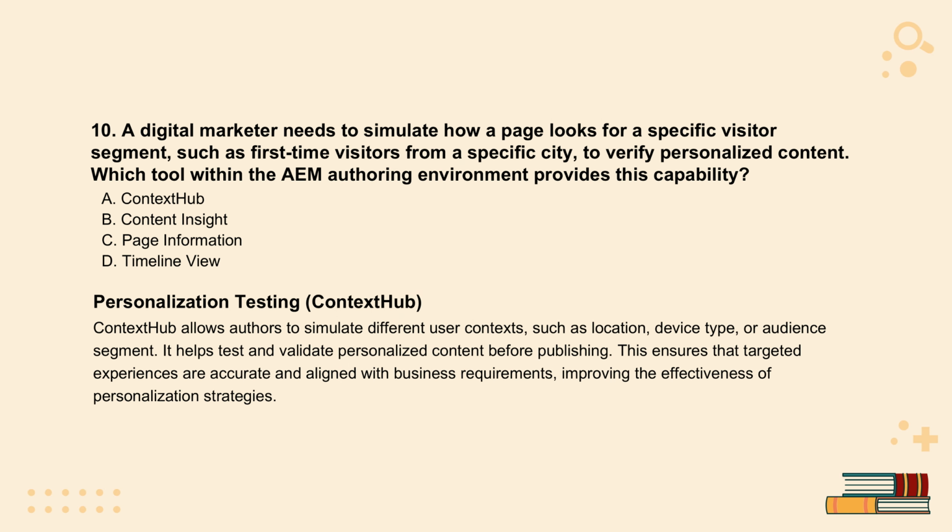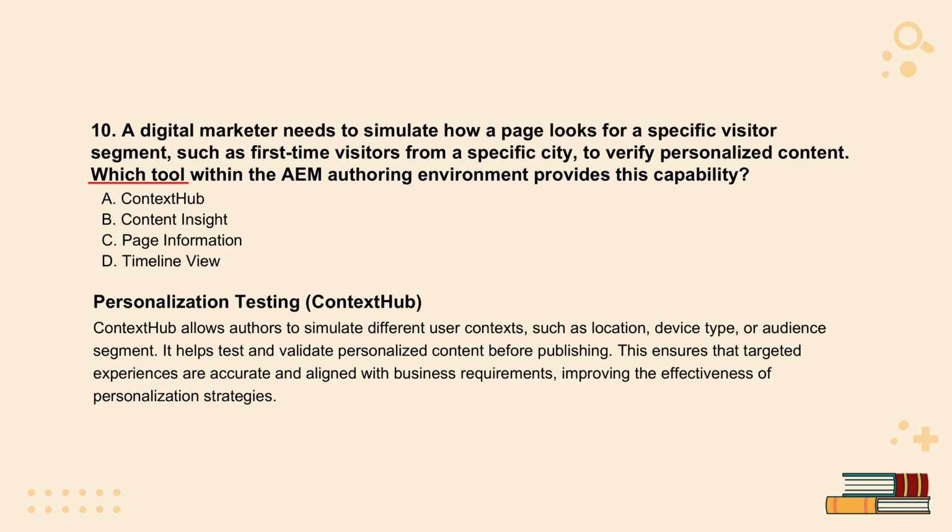Exactly. Which brings us to our final scenario, question 10. We got the user to the site with a short link. Now we want to make the site feel tailored to them. Personalization testing. Exactly. A digital marketer needs to simulate how a page looks for a specific visitor segment, for example, a first-time visitor browsing from London. They need to verify the personalized content is working before they launch. Which tool do they use? Okay. Options: A, Context Hub; B, Content Insight; C, Page Information; or D, Timeline View. The correct answer is A, Context Hub.